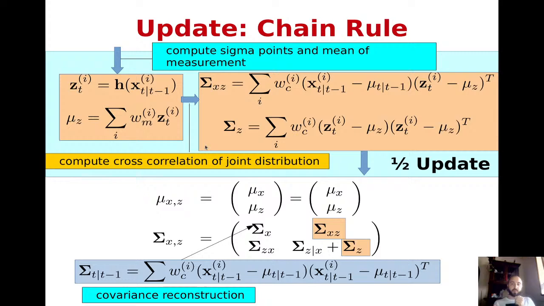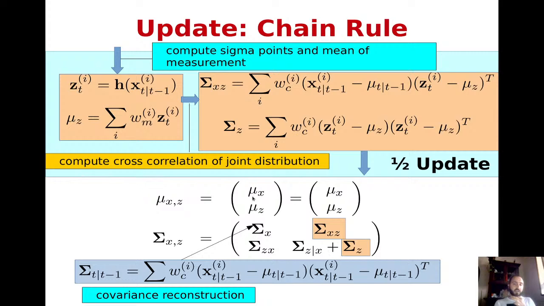So we have those pieces. At first we have to compute the joint distribution of the state and the measurement. Notice here I don't put the comma, and I mean a cross correlation term, right? Here I put a comma, and I mean the joint distribution. So pay attention to the difference, right? So I have all the quantities that I need.